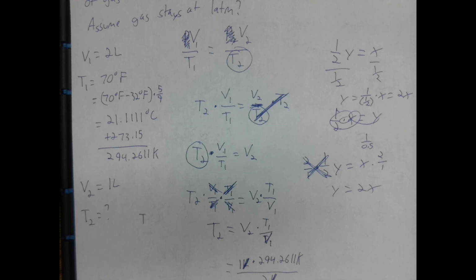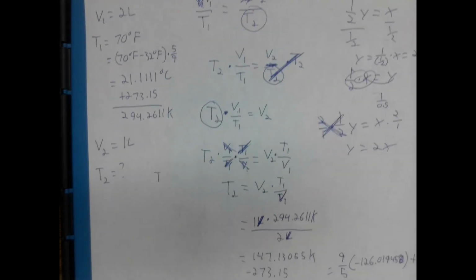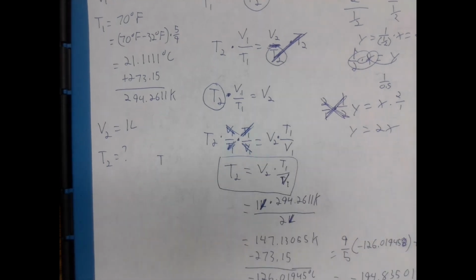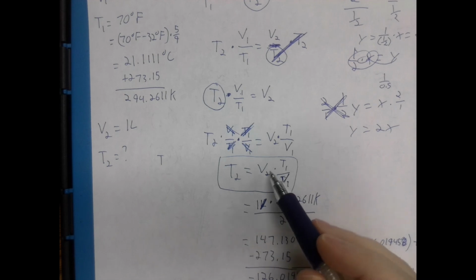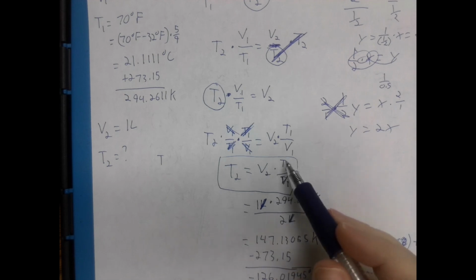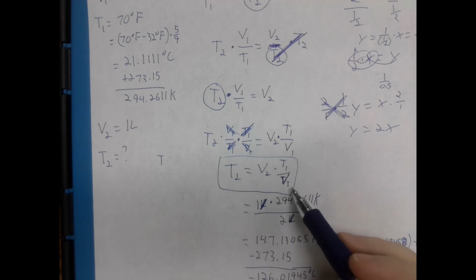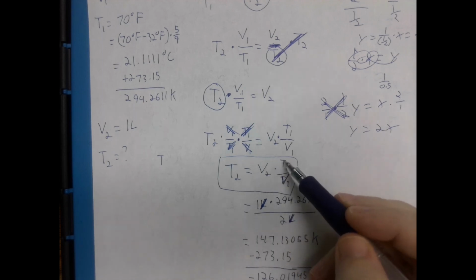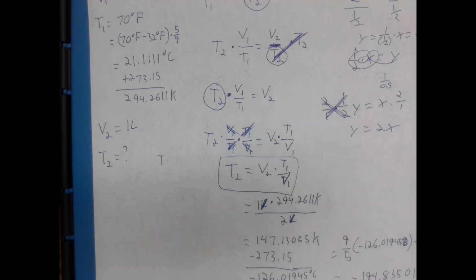How many of y'all are planning on going to college? When you get to college, you'll stop seeing numbers. It'll be pure algebra. The question would have been, what is the final temperature? This would have been your answer. Your final temperature is your final volume times your initial temperature over your initial volume.